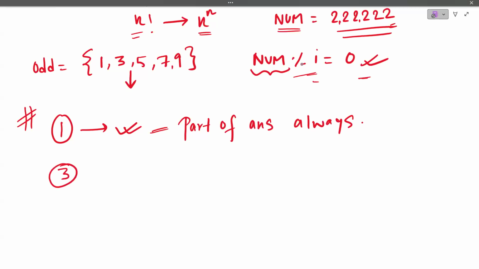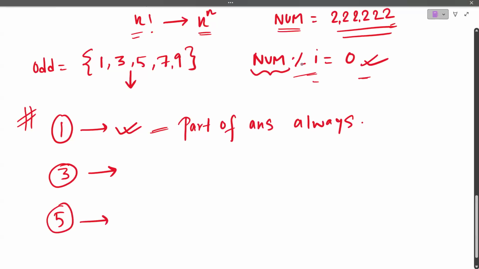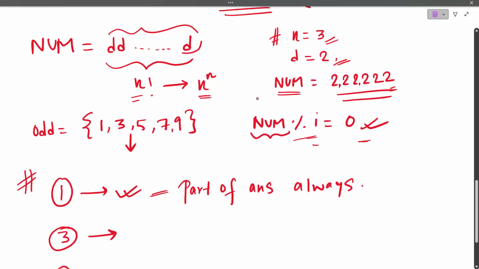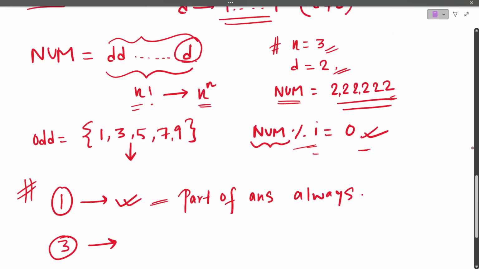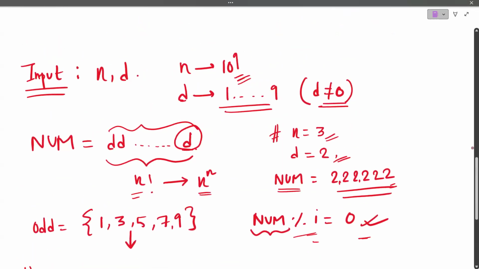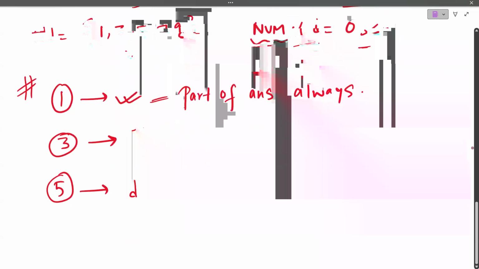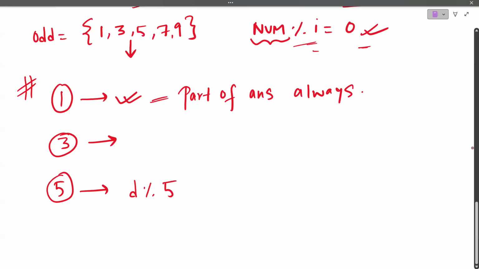But what about 3? Okay, before 3, let me discuss the case of 5. 5 is easier, right? Because a number is divisible by 5 only when its last digit is 0 or 5. But what is the last digit of this number? It's d, right? And d can never be 0. That is part of the input. So d has to be 5. So if the number needs to be divisible by 5, you just need to check whether d is 5 or not. You do not need to explicitly construct this number. Just check for d and you will be done. So this is done.